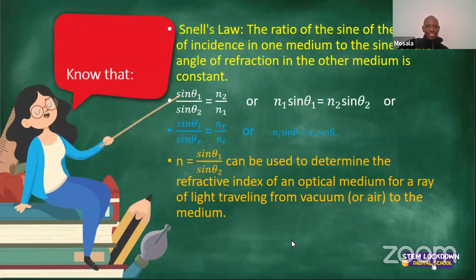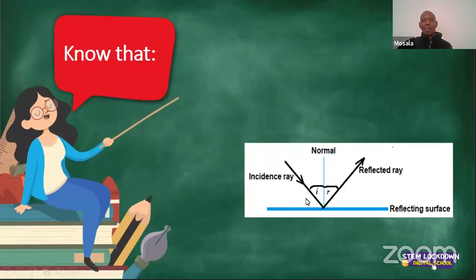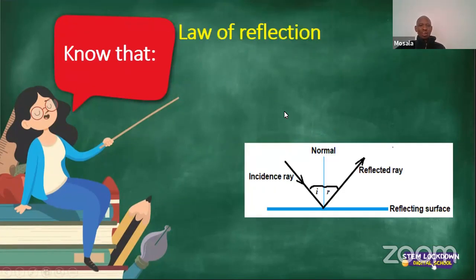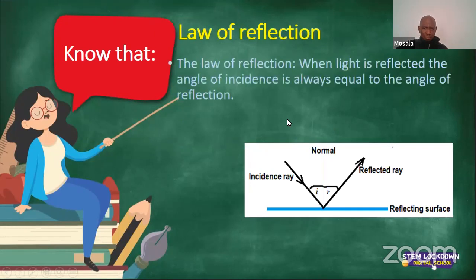Right, we are still busy talking about the law of reflection. So the law of reflection says that when light is reflected, the angle of incidence is always equal to the angle of reflection. Here it is not refraction, it is reflection. Reflection means it is being sent back, right?